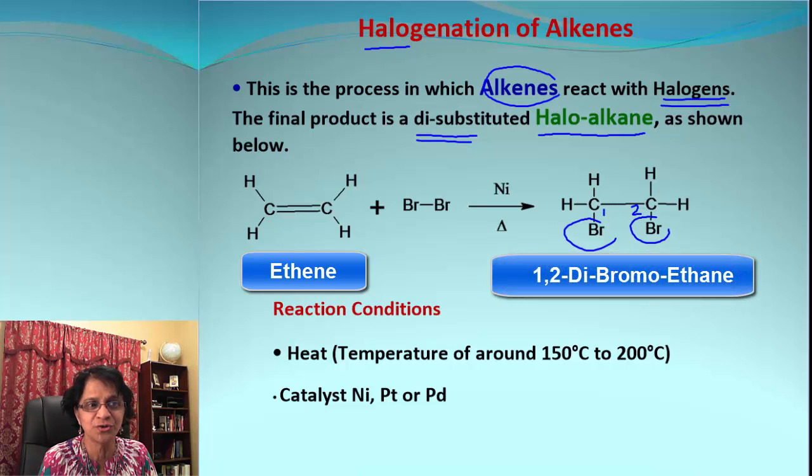And if you want to label the carbon atom numbers, that will be 1 and 2. So it's 1,2-dibromoethane. And the reaction conditions are still the same. High temperature, about 150 to 200, and we need to have a catalyst: nickel, platinum, or palladium.